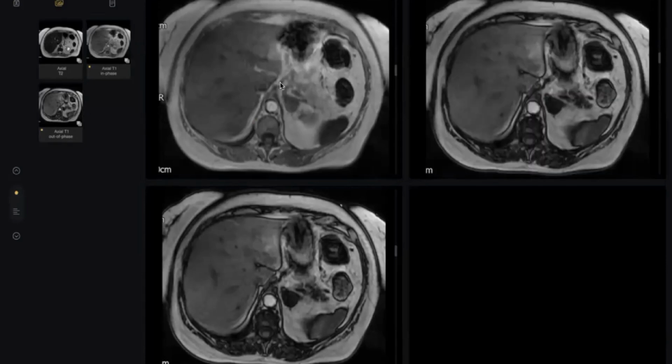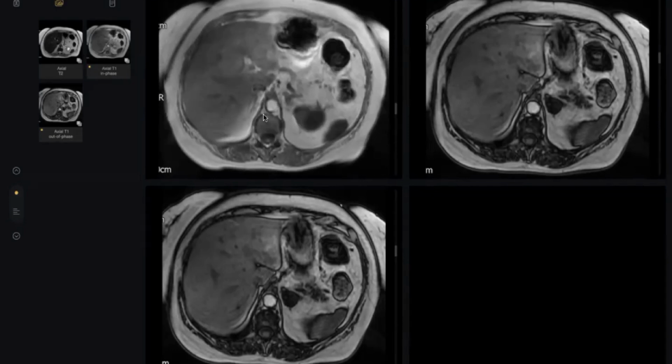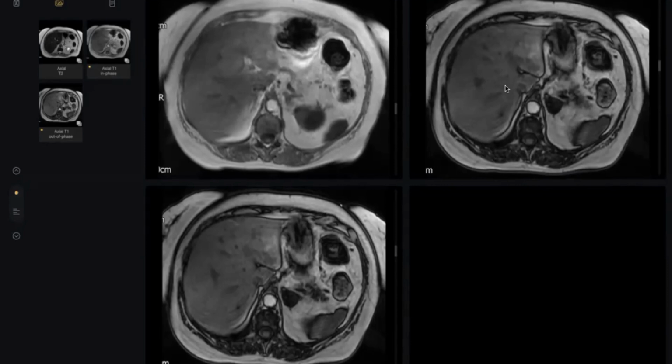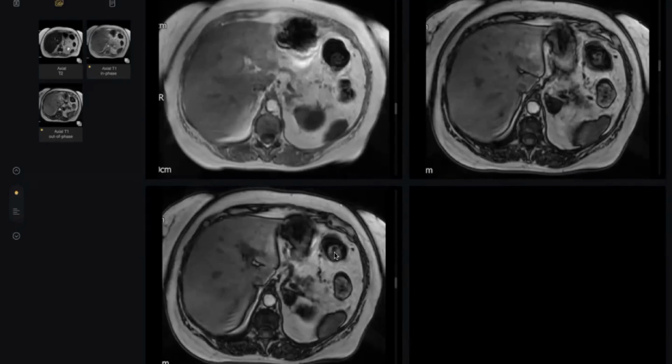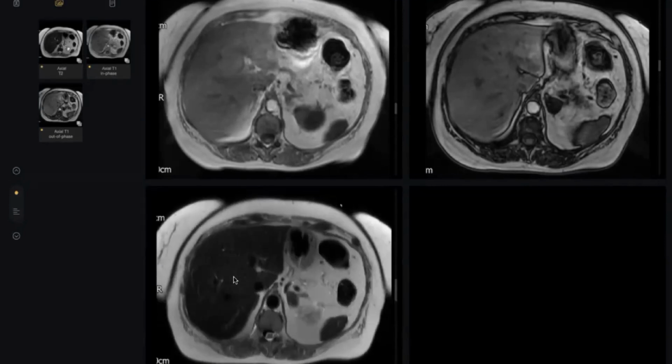Okay, doctor. One by one, doctor. Let's start one by one. Tell me what is the name of this sequence? Okay, this is T1. And this one? Okay, fat sensitive. This one is, I think, out of phase. And what is this? I think it also looks like out of phase.